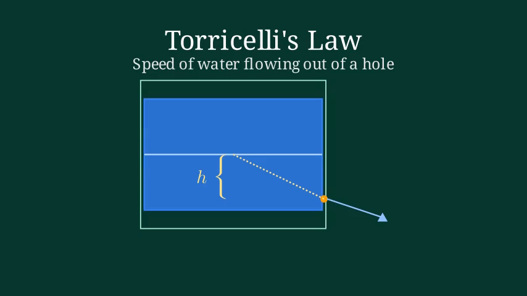The vertical distance from the surface to the hole is called h. Torricelli's law says the speed of the water leaving the hole is v equals the square root of 2gh. Here, g is gravity and h is the height above the hole.